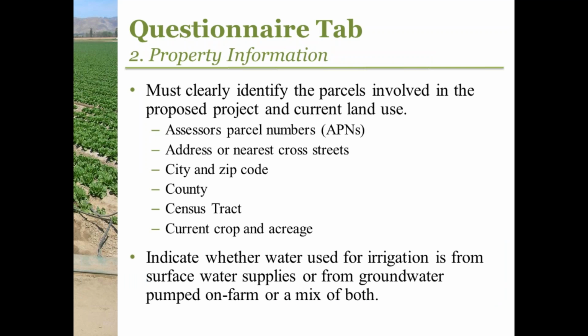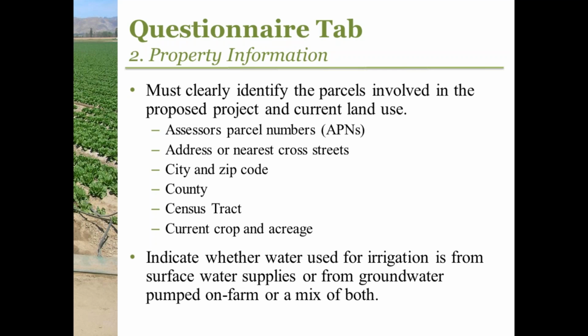So we're going to need to know a bit about your property information. You must clearly identify the parcels that are involved in the proposed project and the current land use. So we're going to want to know the APN. We're going to want to know the address or the nearest cross street. Now I know that some agricultural operations don't necessarily have an address. They don't have a house on there. So we're looking for something like the cross street, maybe a half mile up the road from this street, north direction. Some way we can find your agricultural operation.